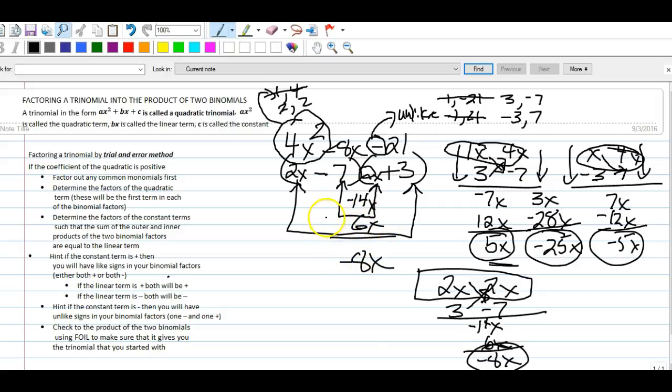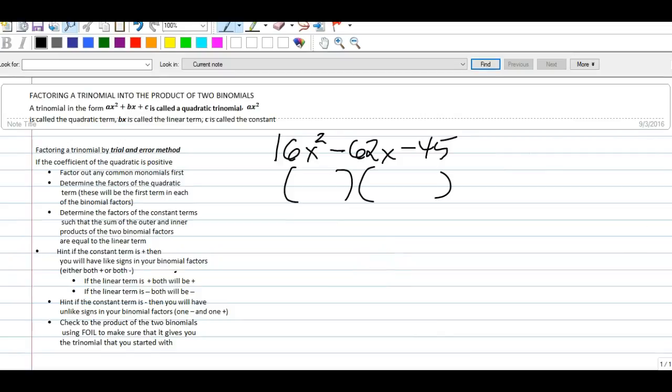And again, what you want to do is make sure that you go back and you multiply the two binomials together using FOIL to make sure that you got the original trinomial that you started with. So first times first is 2x times 2x, which is 4x squared. The outer times the outer gives me plus 6x. The inner times the inner gives me minus 14x. And the combination of those gives me minus 8x. And the last times the last, minus 7 times plus 3 gives you minus 21. So it checks out.